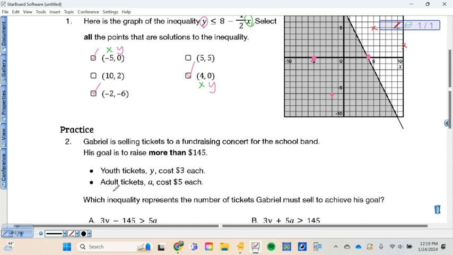So we are raising money for the school band, right? And we want to raise more than $145. Okay, so the amount of money I'm going to make has to be more than $145. How do I write more than $145?